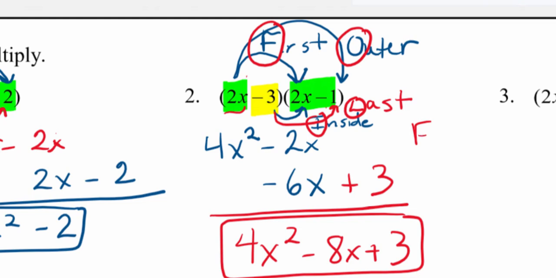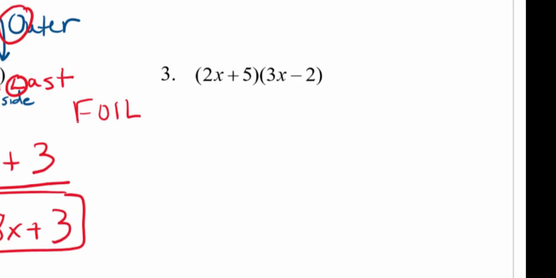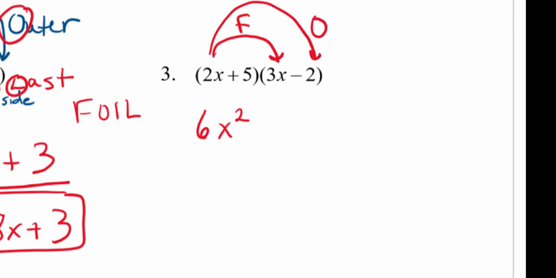So you will often hear people say, oh, I'm going to FOIL that. And that's what they mean by that we're going to multiply two binomials in this way. So let's FOIL number 3, give you a little practice. So first terms, when we multiply those two, we get 6x squared. Outer terms, now we get a negative 4x. Inside or inner terms, now we get a positive 15x, and that's our I.